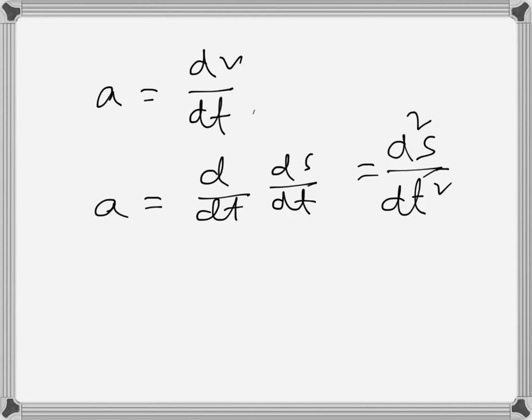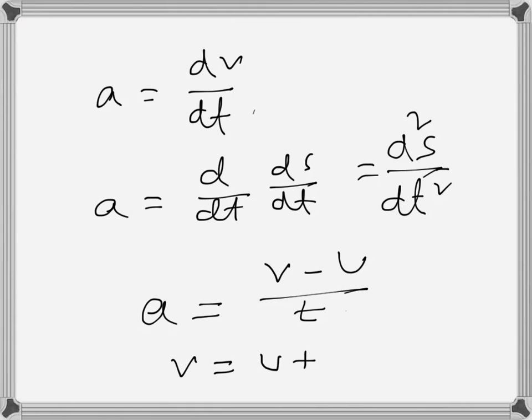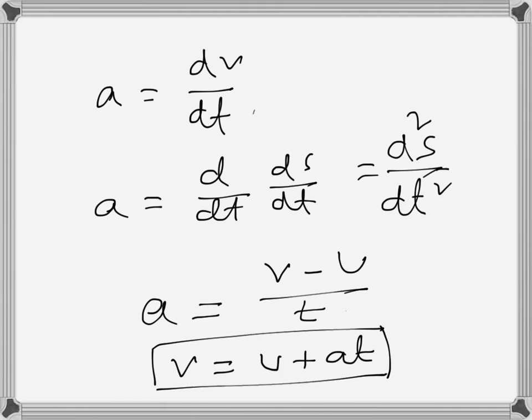So that's there. These are the basic definitions of acceleration and velocity in terms of position. Now if we go back to the definition of acceleration, we can say acceleration is final velocity minus initial velocity over time. This is the basic definition of acceleration, and this can be rewritten as v equals u plus at. This is one of the motion equations that we often use, so we will state that.